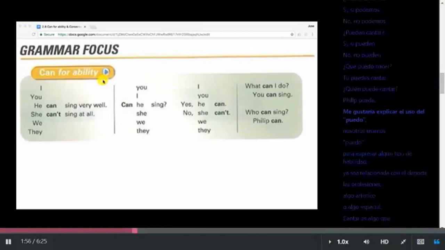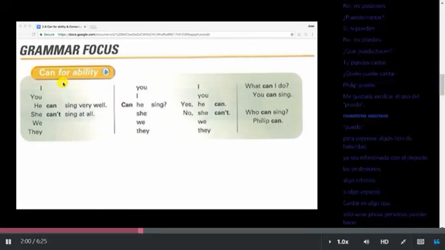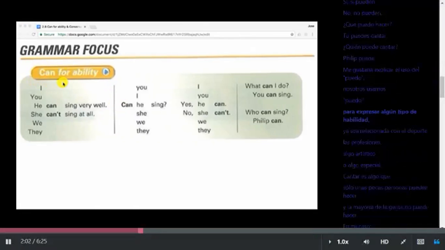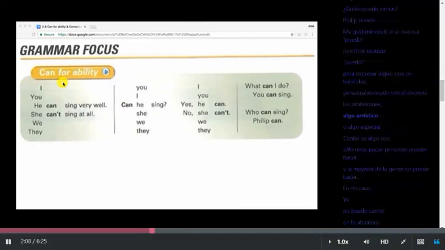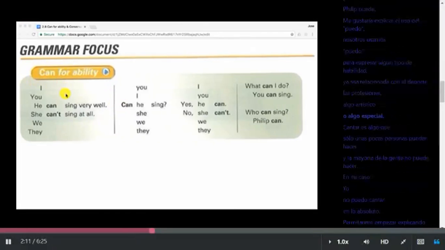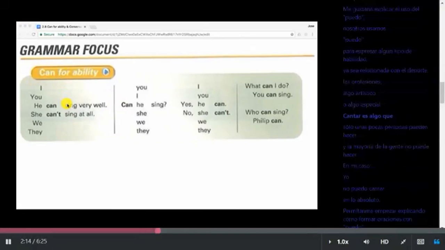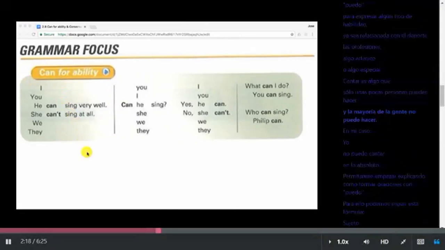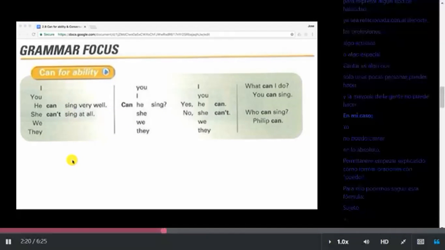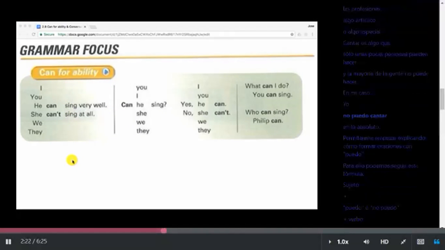I would like to explain the usage of can. We can use can to express some kind of ability, whether that is related to sports, professional, something artistic, or something special. Singing is something that only a few people can do, and most people can't. In my case, I can't sing at all.